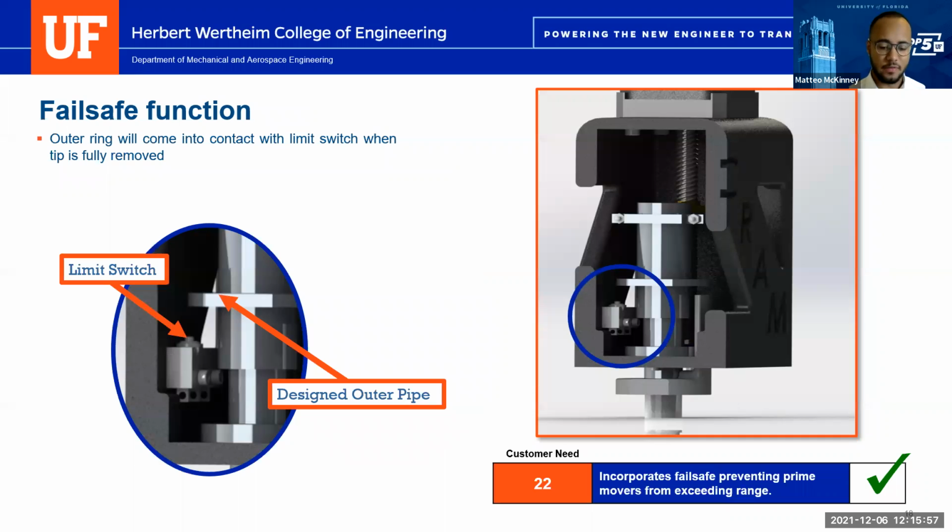Now, as far as the fail-safe function, we incorporated a limiting switch for when the pipette tip is eventually fully removed, as mentioned in the previous slide, in order to avoid collision and damage of the other parts of the system. And so this satisfies customer need number 22, which incorporates a fail-safe, preventing the prime movers from exceeding that range.